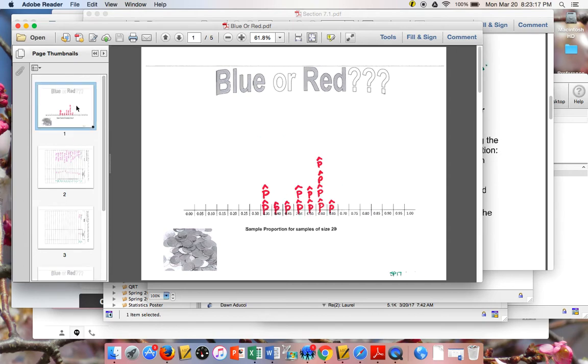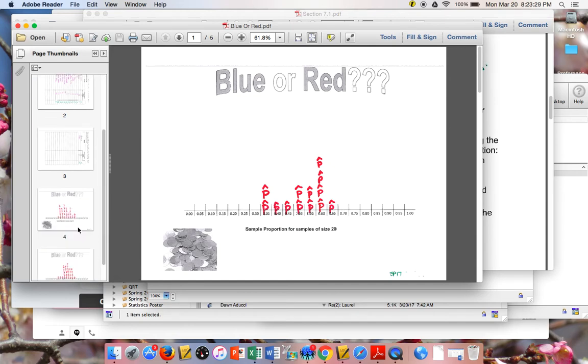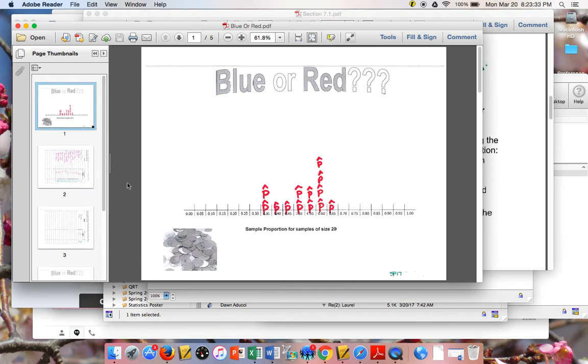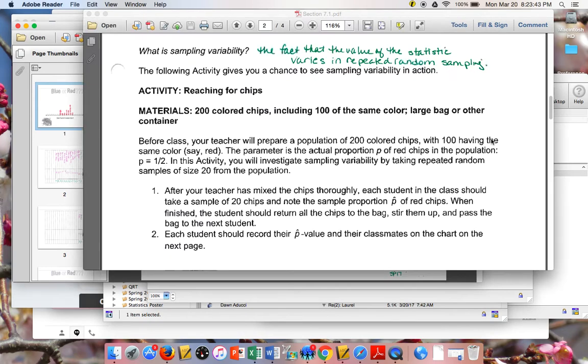You can also see what values are likely to happen. If it's really 100 blue and 100 red in the bag, you're not likely to see values here at the extremes, which we didn't see across the board at all of them. We're more likely to see the values at around that 50% mark. So this sampling variability gives us an idea of what to expect from samples of certain sizes.